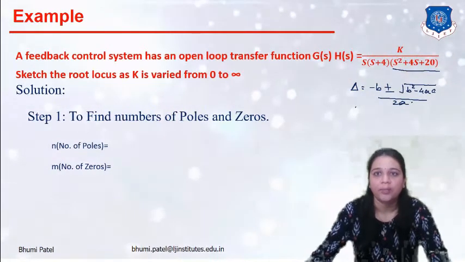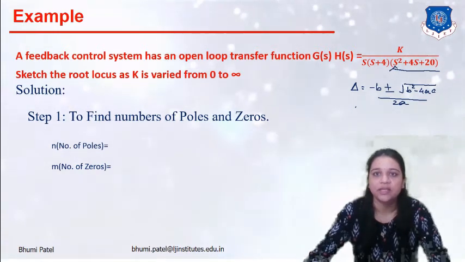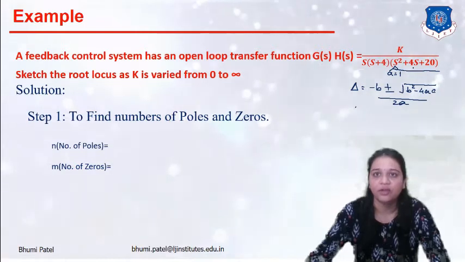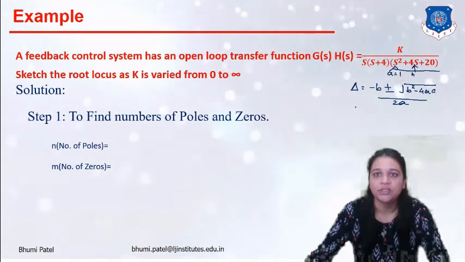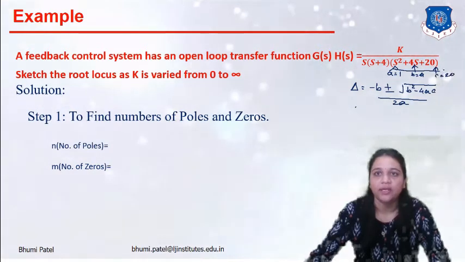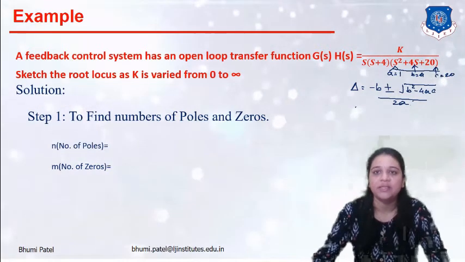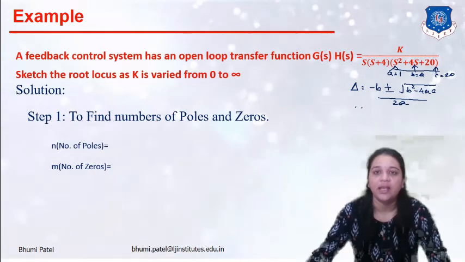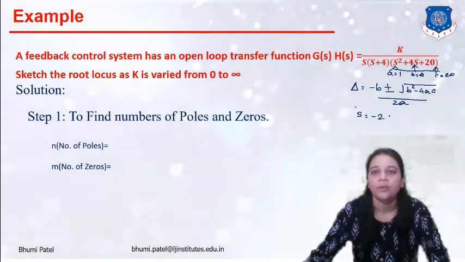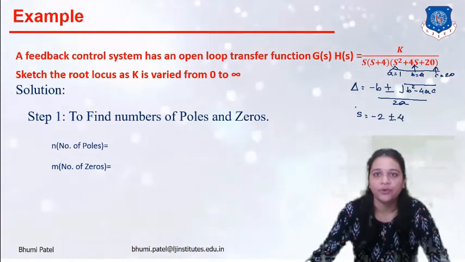In this equation, a is equal to 1 because the coefficient of s square is 1. This is my b, so b is equal to 4, and this is c, c is equal to 20. So put the values of a, b, c in this equation and we get s is equal to minus 2 plus or minus 4j.